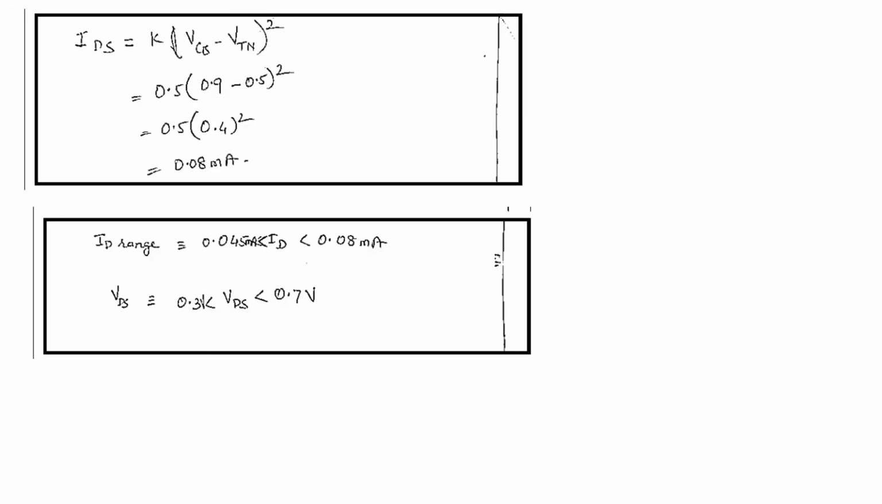Now we have to calculate the drain current IDS, substituting into the Shockley's relation, which is given by K into (VGS minus VTN) whole square. So substitute the value of VGS as 0.9 volts and your VTN, or the pinch off voltage, as 0.5, and the value of K is 0.5. So you will get the answer as 0.08 milliamperes.